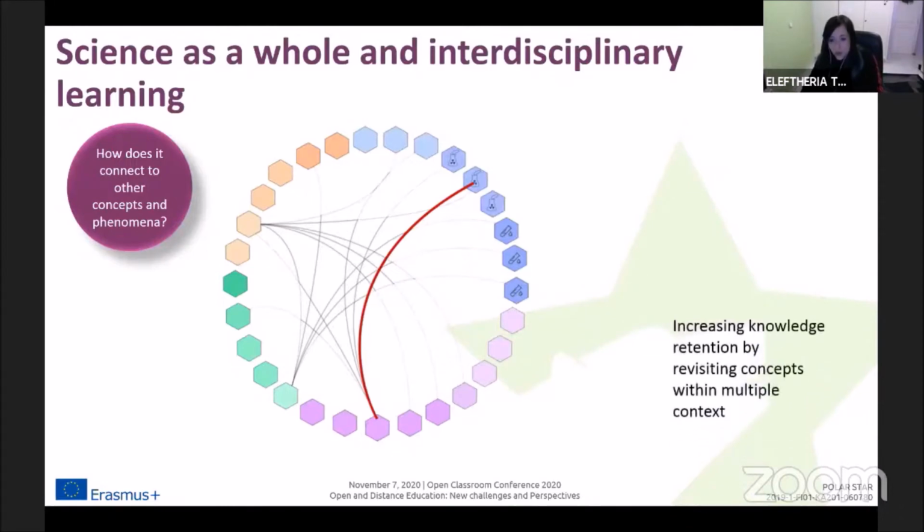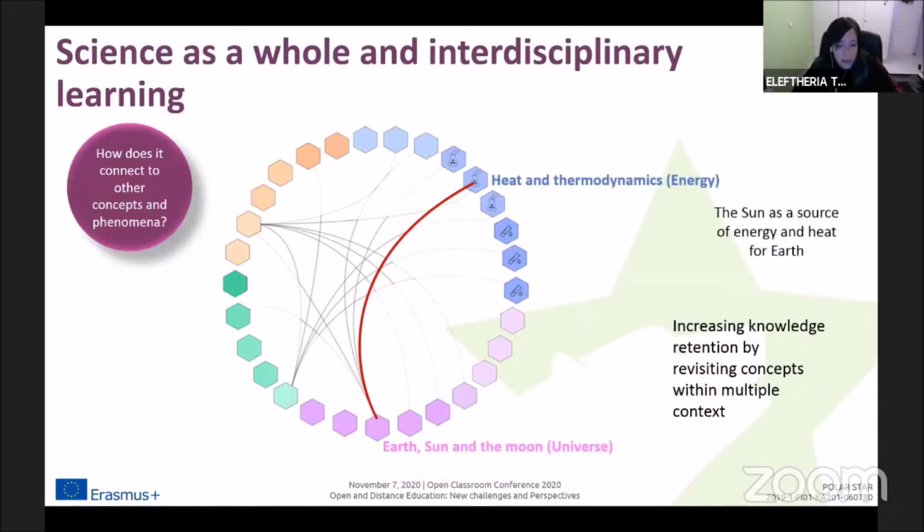And we want to do them to increase again the knowledge retention by revisiting the concepts that we teach within multiple contexts. So an example would be, when we're talking about the sun, for example, in elementary school, we might talk to them about its place in the world, and that Earth goes around and that the moon goes around the Earth. So we're talking about the sun as a celestial object.